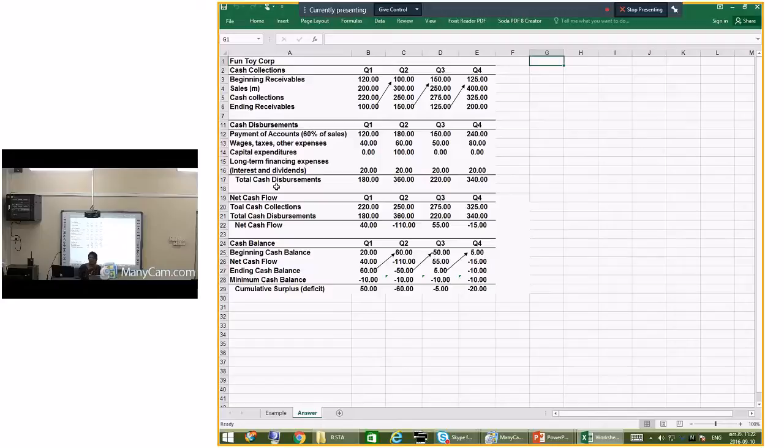So from the given details, they have prepared the cash budget. Then this is the cash surplus or deficit at the end of each quarter. Beginning cash balance is given, this goes there. Now ending cash balance is 60. Then we have to maintain a minimum cash balance of 10 at the end of each quarter. Therefore, we have to deduct that 10 from here. So this is the closing cash balance, 60 each quarter, right?